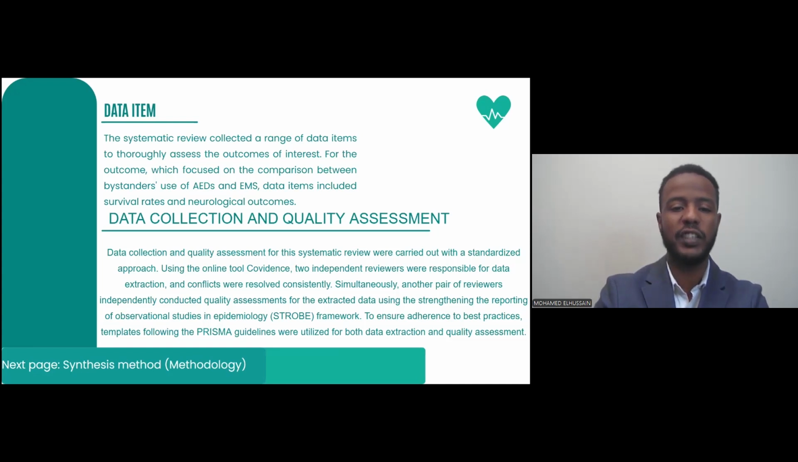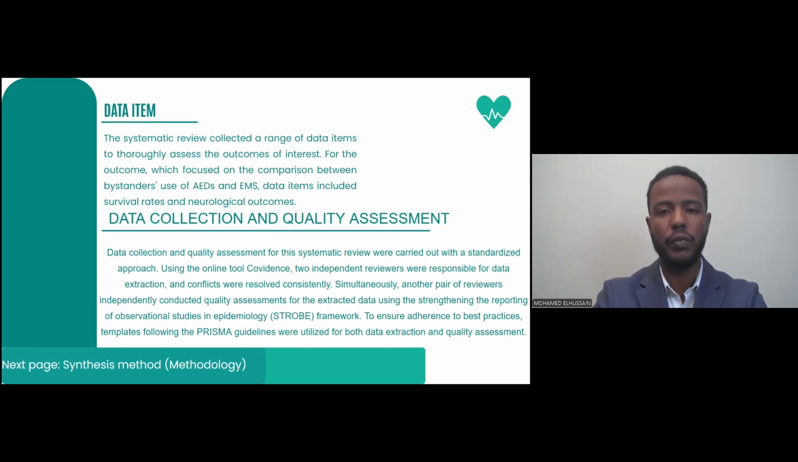So how did we conduct the data collection and quality assessment? For this systematic review, we carried out a standardized approach using the online tool Covidence. Two independent reviewers were responsible for data extraction, and conflicts were resolved consistently.